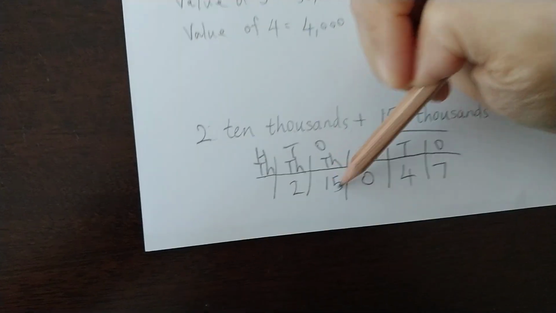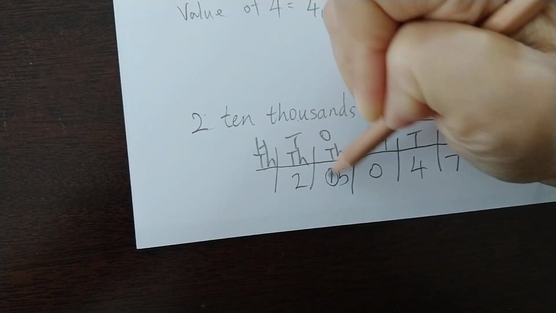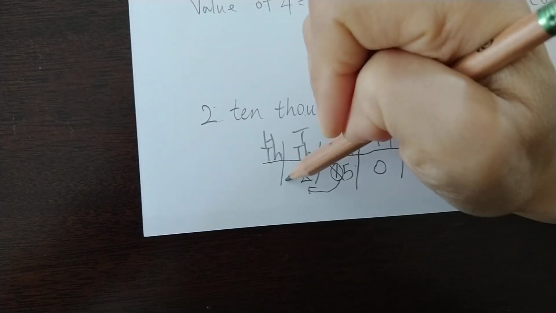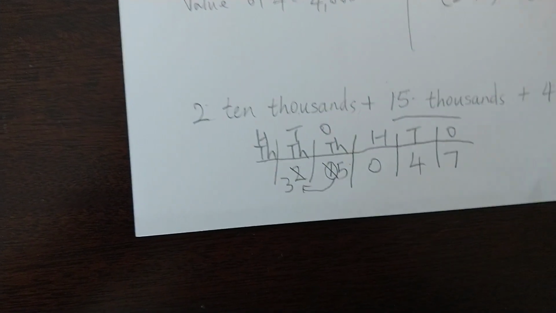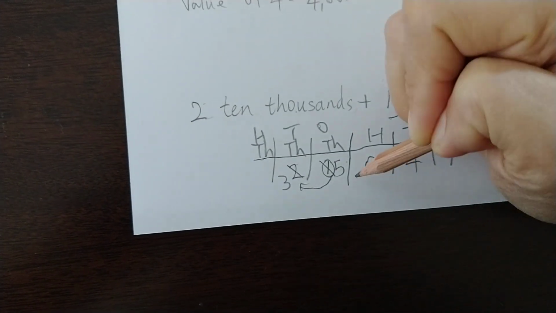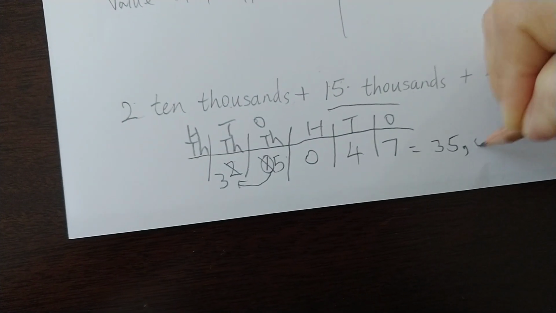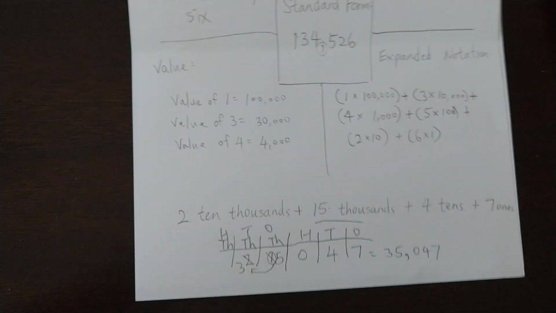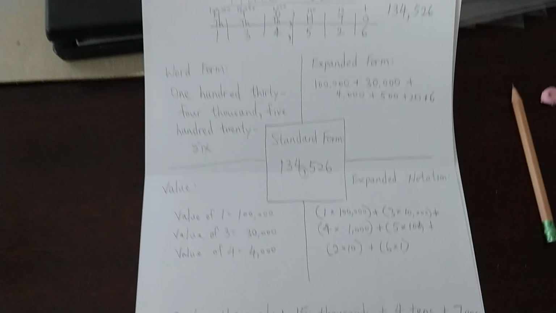And the students know that they shouldn't have 2 digits in one place. So they know that they need to regroup this one over here. And this will become a 3. And this will leave 1,000. So the final answer would be 35,047.